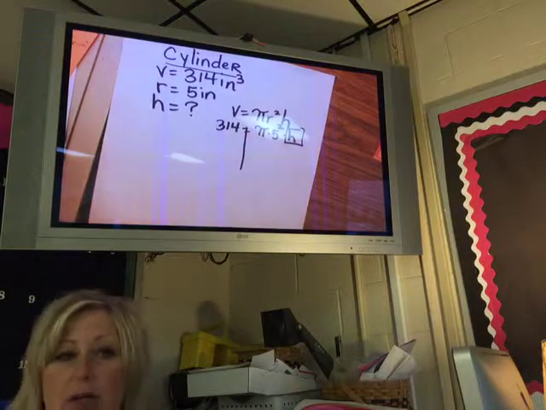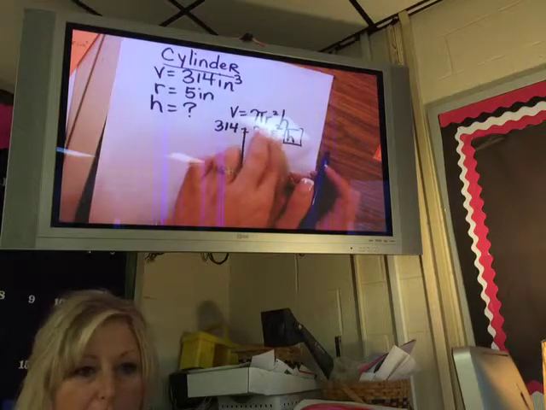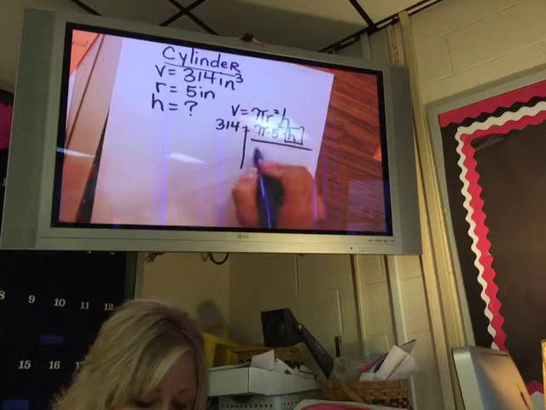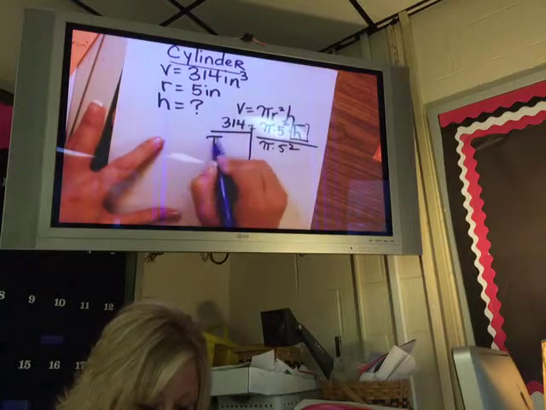So here's how I do it. There are many ways we can do it. Instead of multiplying all that and seeing what I have to divide it with, I just divide by pi times 5 squared. Over here, divide by pi times 5 squared.